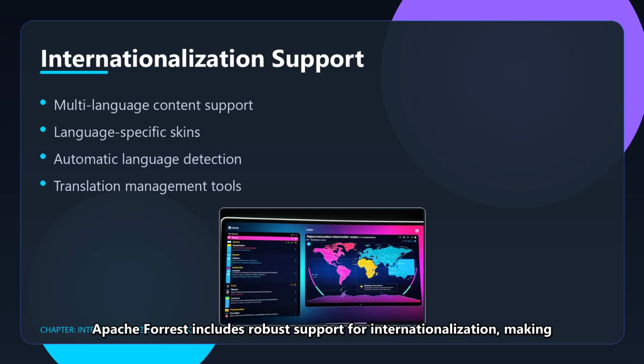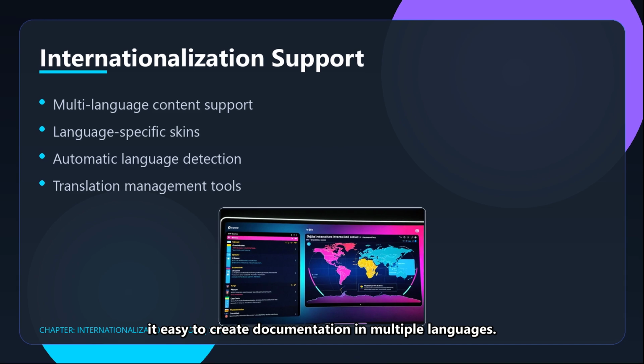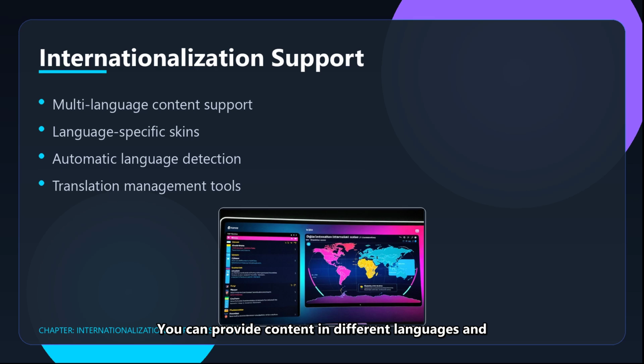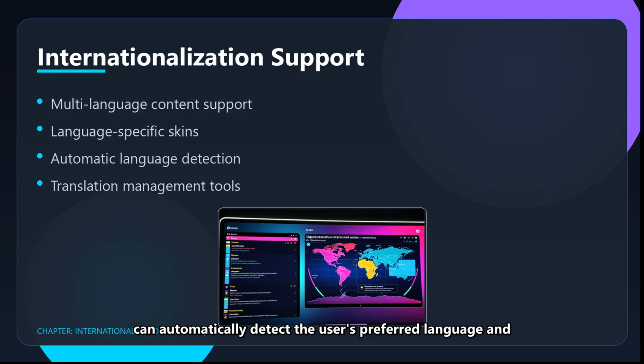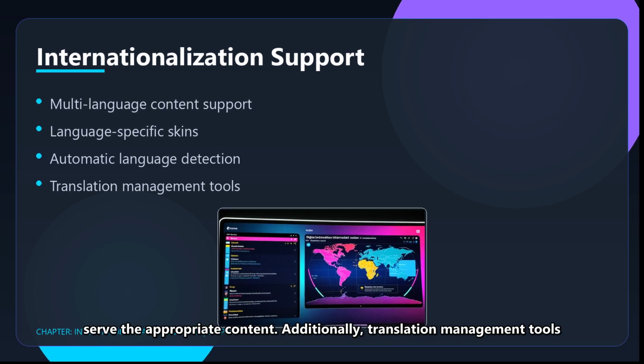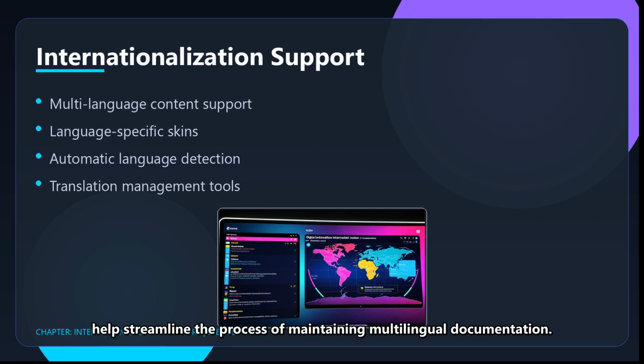Apache Forrest includes robust support for internationalization, making it easy to create documentation in multiple languages. You can provide content in different languages and apply language-specific skins for a localized experience. Forrest can automatically detect the user's preferred language and serve the appropriate content. Additionally, translation management tools help streamline the process of maintaining multilingual documentation.